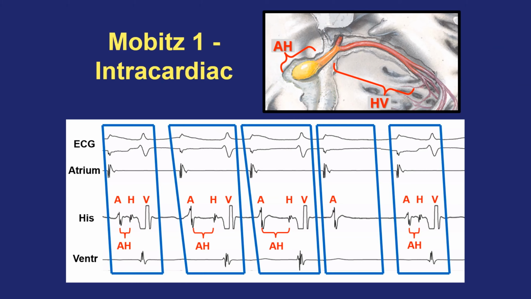On top of that, notice that on beat number 4, there's actually no His bundle deflection, suggesting that this P wave blocked in the AV node before the signal even got to the bundle of His. Those findings combined tell us that AV Wenckebach, when it is seen, is caused by delay and then block in the AV node in this case, and not in the His-Purkinje system.